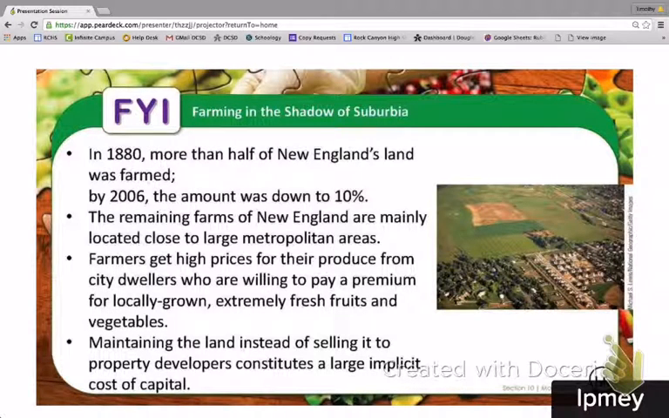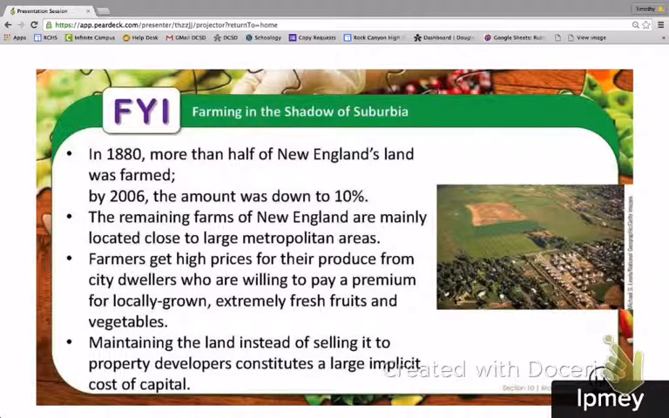And farmers often will grow produce on this land, and they get paid high prices for this because people that live in cities are willing to pay more money for food that's grown locally and is very fresh in terms of fruits and vegetables and things like that. But could they get more money if they sold their land to a developer? And in many cases, if they sold that farmland to a developer, they would get more money from selling to a developer than they would by keeping the land in farming and growing fruits and vegetables and selling those.